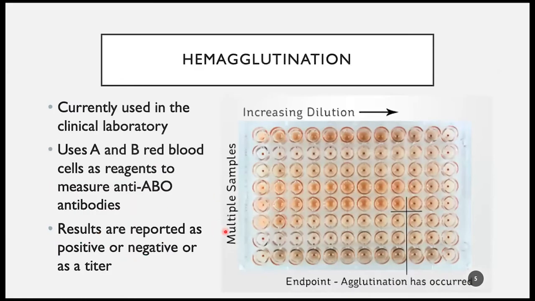Now here, shown on the right, is what a hemagglutination assay would look like on a 96-well plate. Hemagglutination is when clumps of red blood cells form from A or B antigen on the red cell surface, interacting with anti-A or anti-B. These results can be reported qualitatively as positive or negative for agglutination, or quantitatively as a titer, which is the highest dilution that causes agglutination.